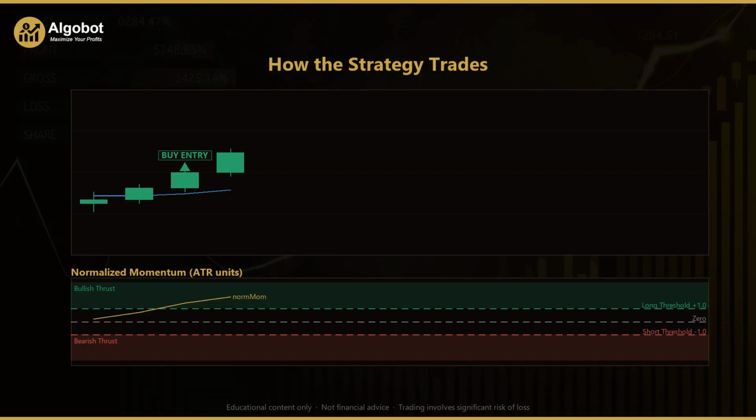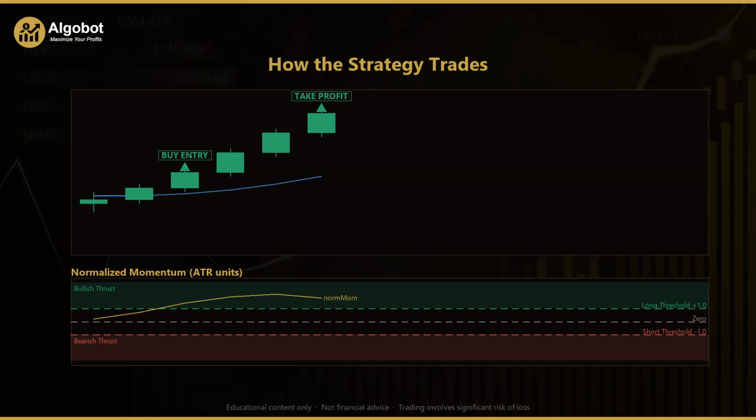Let's start on the left. The first couple of candles are quiet and drifting sideways, sitting right around the EMA. In the momentum panel, the reading is small and flat, hovering near zero. There's no thrust in either direction yet, so the strategy simply waits. This patience is by design. Because momentum is scaled by ATR, the strategy isn't fooled into acting on a move that only looks large.